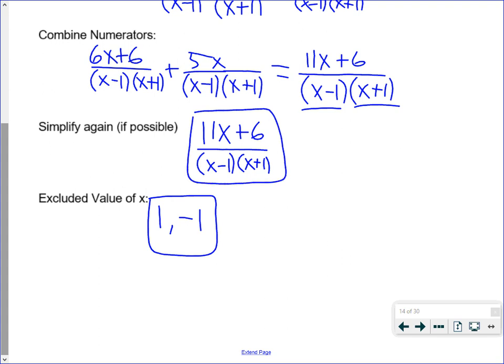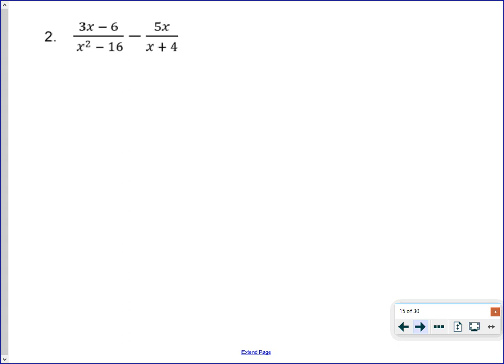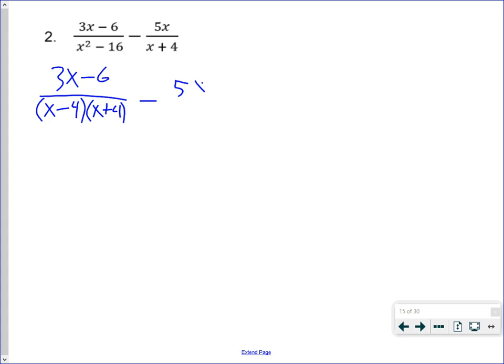Okay, so let's go on to number 2. For number 2, we have 3x minus 6 all over x squared minus 16 minus 5x all over x plus 4. Again, we're going to factor our denominators. We're not going to factor the numerators, because we need to add or subtract them, so it would be a waste of time. Only focus on factoring the denominators. x squared minus 16 factors into x minus 4 times x plus 4. The x plus 4 doesn't factor any further, so we just leave it as is.